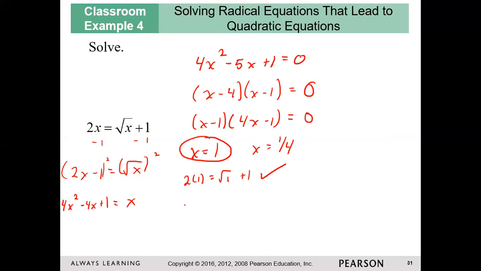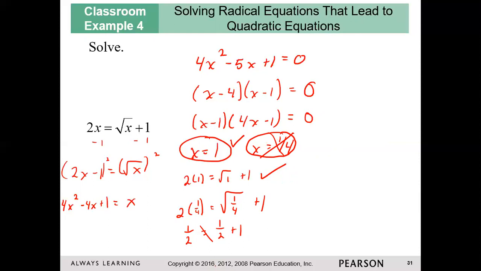Now I'm going to check this one. 2 times 1/4 is equal to the square root of 1/4 plus 1. And 2 times 1/4 is going to be 1/2, is equal to, when you take the square root of 1/4, you get 1/2 plus 1, which is not equal anymore. So this is not a valid solution. So we're going to cancel that one out. The only valid solution is x equals 1.